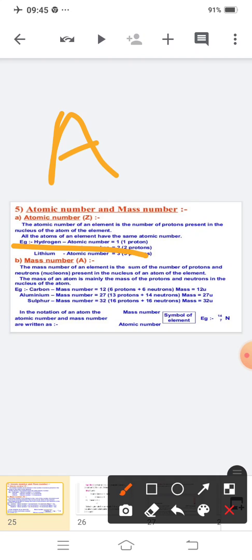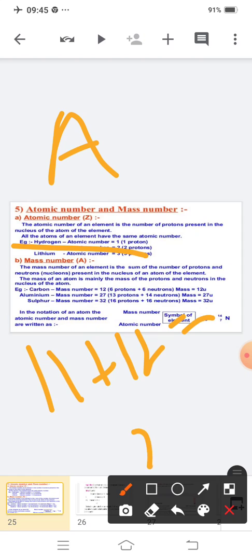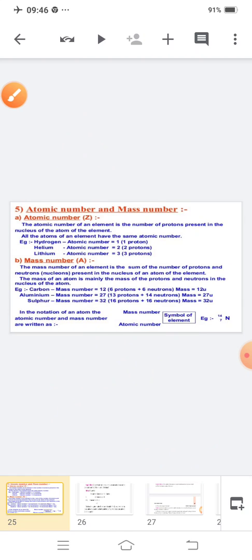Clear? For example, sodium has 11 protons and 12 neutrons, so 11 plus 12, the mass number is 23. So basically the mass number of an element is the sum of the number of protons and neutrons present in the nucleus of an atom of the element. The mass of the atom is mainly the mass of protons and neutrons in the nucleus. Carbon: mass number is 12, that means 6 protons and 6 neutrons. Aluminium: 27, 13 protons plus 14 neutrons. Sulfur: 16 protons and 16 neutrons.